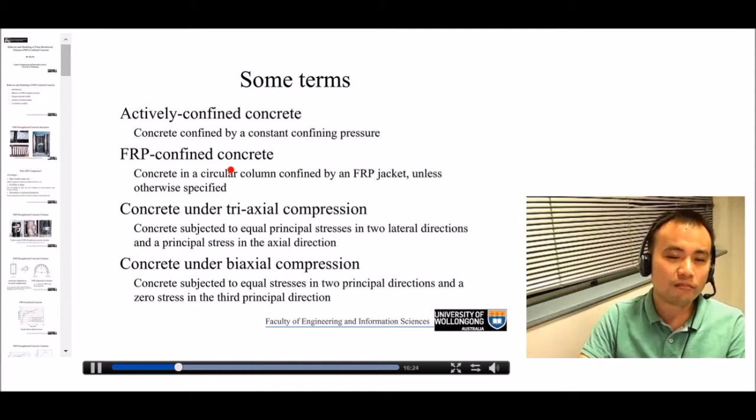FRP-confined concrete: unless otherwise specified, this refers in this presentation to concrete in a circular column confined by an FRP jacket, which means the concrete is under uniform confinement from the FRP. The third term is concrete under triaxial compression. This refers to concrete subjected to equal principal stresses in two lateral directions and a principal stress in the axial direction. The last term is concrete under biaxial compression, and this refers to concrete subjected to equal stresses in two principal directions and zero stress in the third principal direction. Let's keep this in mind.